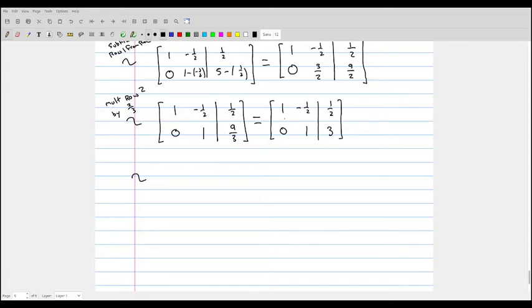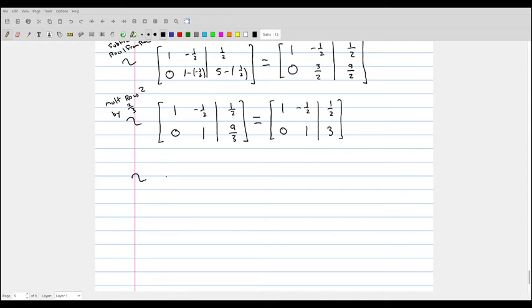This is sometimes called echelon form, and it's similar to reduced row echelon form, but it's not fully in reduced row echelon form, because you have a leading 1 here, but there's a non-zero value above that leading 1. So this matrix is not in reduced row echelon form just yet.